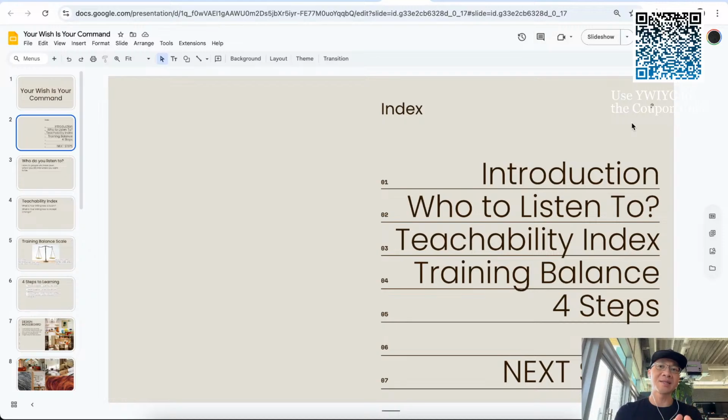The first lesson is, who do you listen to? Second lesson is the Teachability Index. Third lesson is the training balance scale. And the fourth lesson is 4 steps to mastery. I'm going to start with the very first one.